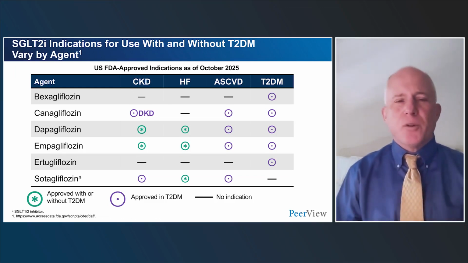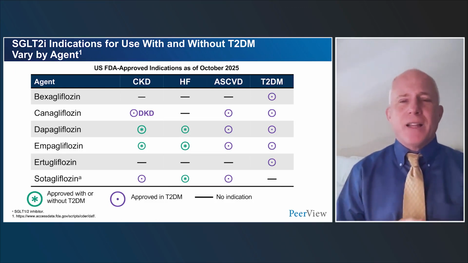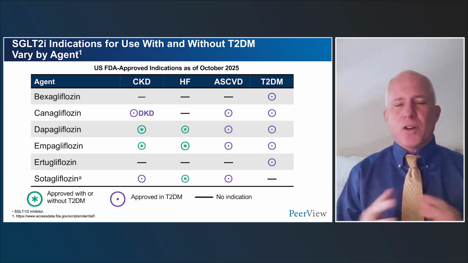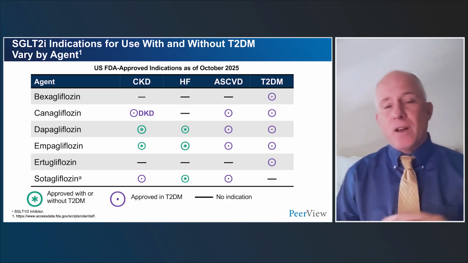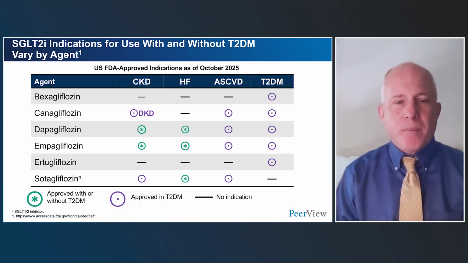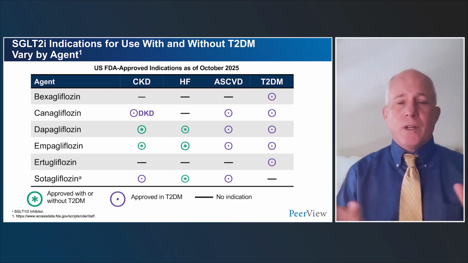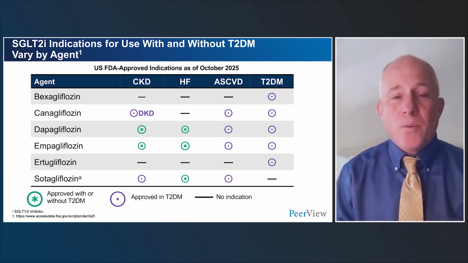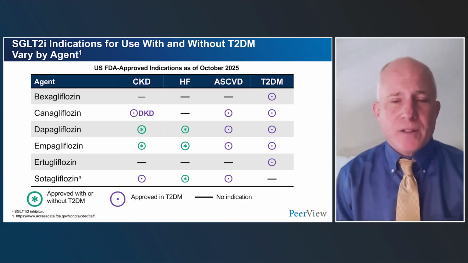When we look at SGLT2 inhibitors, we now have a bunch of them to choose from. This is really highlighting the FDA-approved indications as of current date of looking at what's indicated for benefit for CKD or heart failure. Certainly, they have benefit for type 2 diabetes. And the ones in the green circles have been approved for with and without type 2 diabetes. So this is really quite significant.